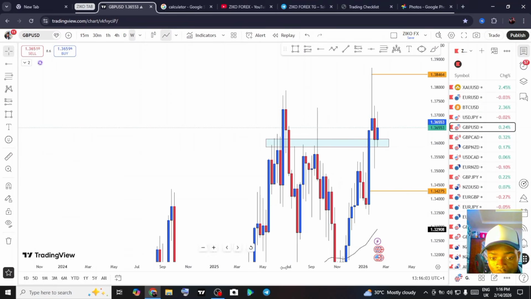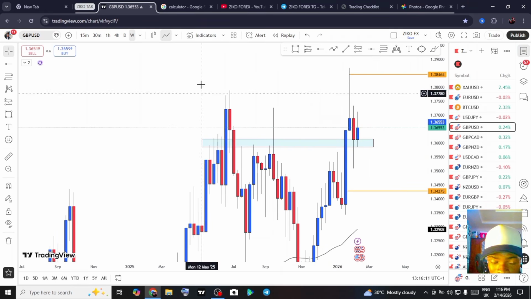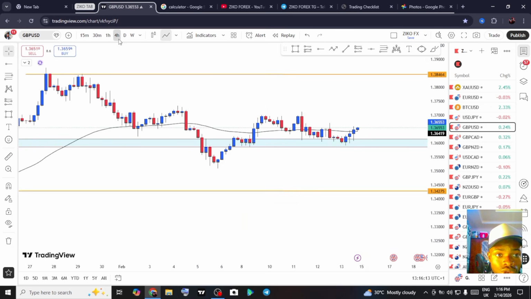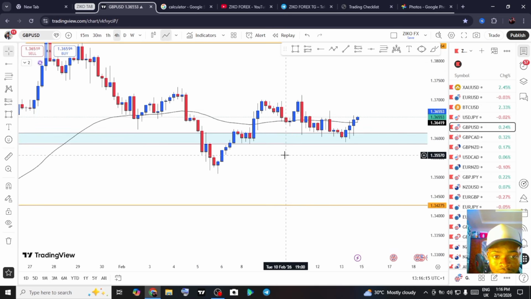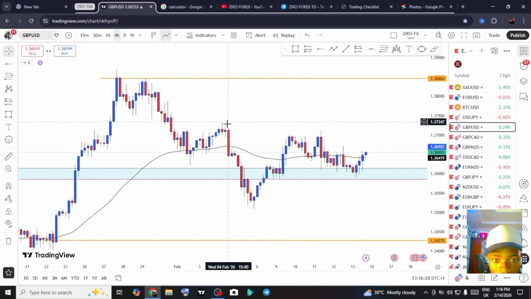On the weekly time frame, it seems like we are rejecting this area of interest. So we are still rejecting the daily area of interest in this case, right? So let's see what the 4 hour is saying. Now the 4 hour time frame.